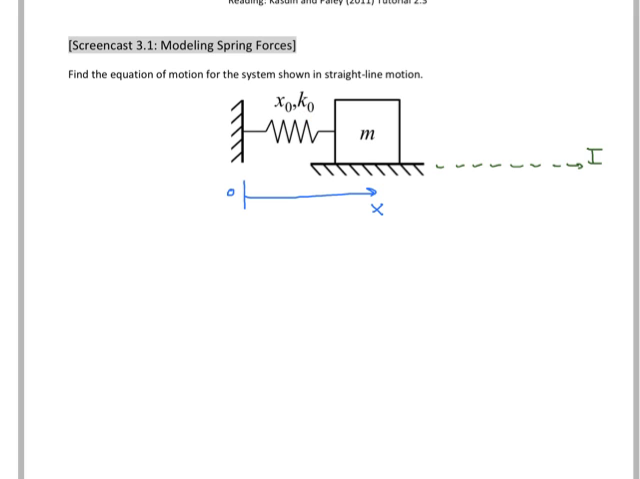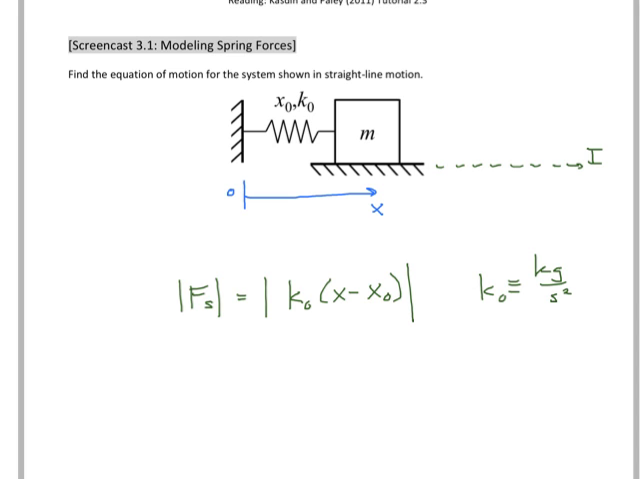The magnitude looks like this, where we have the spring force, which we'll call F sub s, equal to k times the absolute value of x minus x naught. We've put these in absolute values just to say that we're only dealing with the magnitude, and we'll deal with the direction in just a moment. The units of our spring constant are kilograms per second squared.